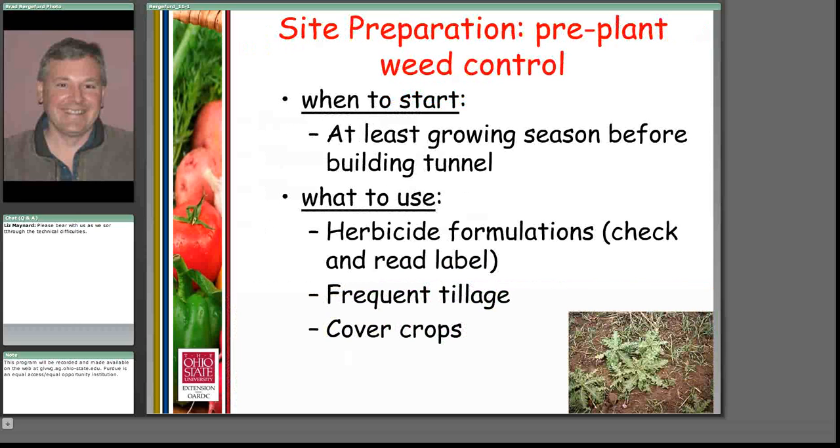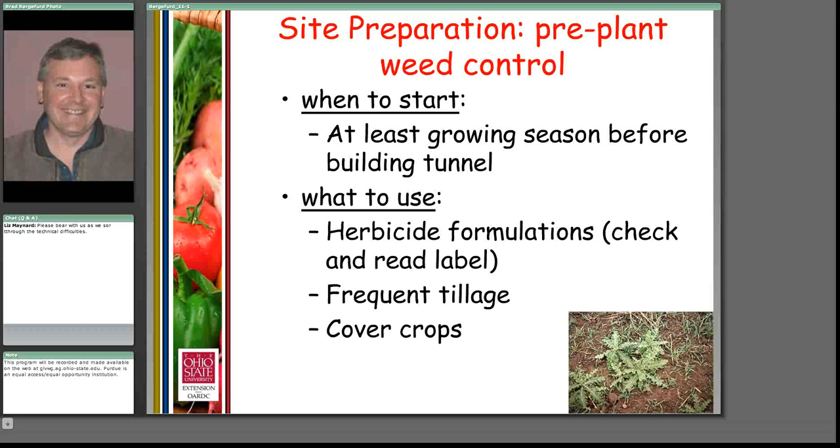Okay, pre-plant weed control, we've mentioned it several times, but it does start at least 1 year before the growing season, before we build that tunnel. Again, I'd like to be 2-3 years out, but we'd really like to see that weed control start well in advance of putting up that tunnel. What do we use? Again, different herbicide formulations for different weed species. Just check and read the label.